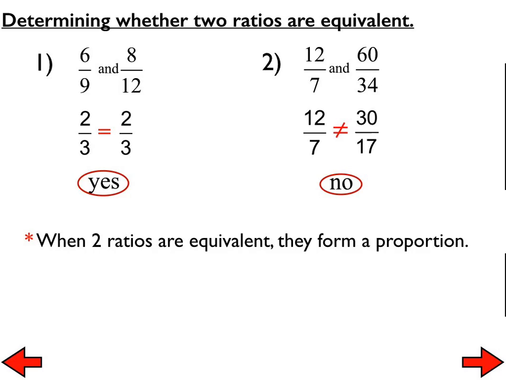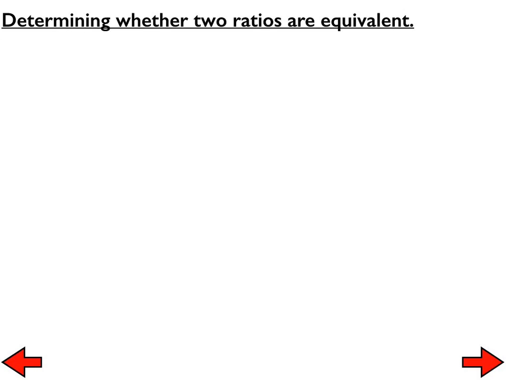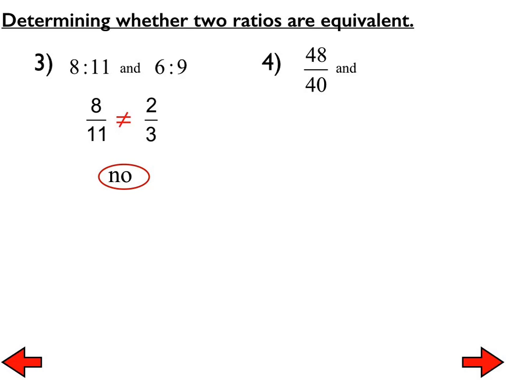Number 3 looks like this. Are they equivalent? No. They are not. 8 colon 11 is the same thing as 8 over 11. 6 colon 9 reduces or simplifies to 2/3. Those two ratios are not equivalent to each other. How about number 4? Number 4 looked like this. Are they equivalent? Yes, they are. Both those ratios or fractions reduce or simplify to 6 over 5, so therefore those two ratios are equivalent to each other.